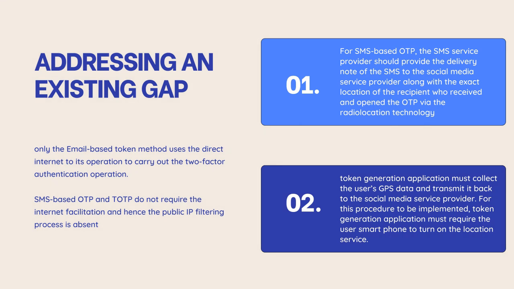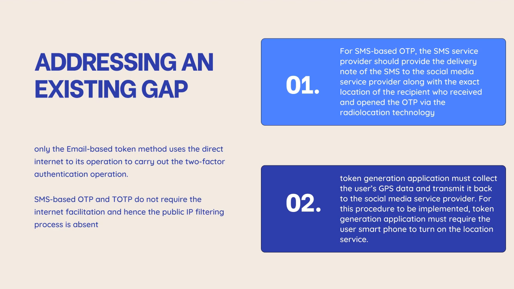Out of all three observed two-factor authentication techniques, only the email-based token method uses the direct internet to carry out its operation. The other two methods do not require internet, hence the public IP monitoring process is not possible. This is a gap identified in this mitigation technique, where only one of the three mechanisms can be assisted with IP filtering.